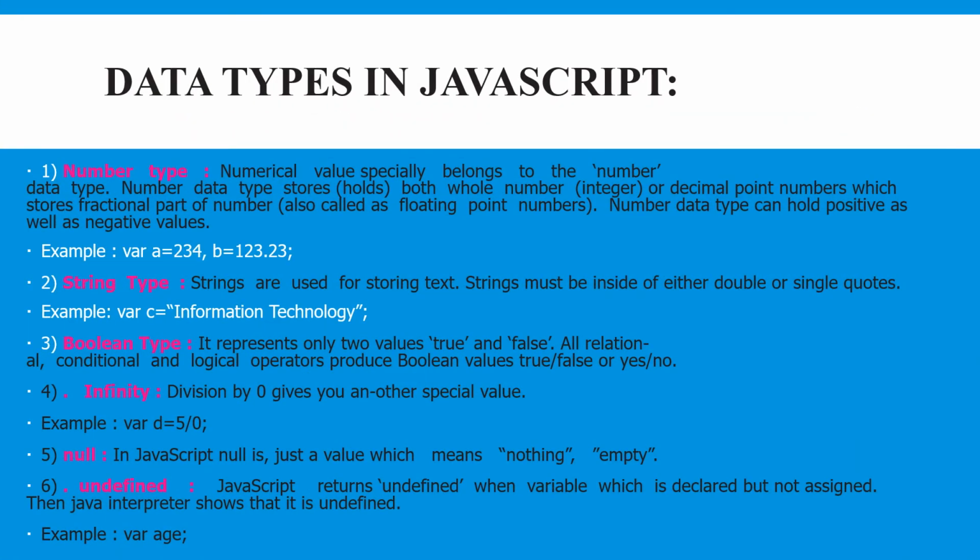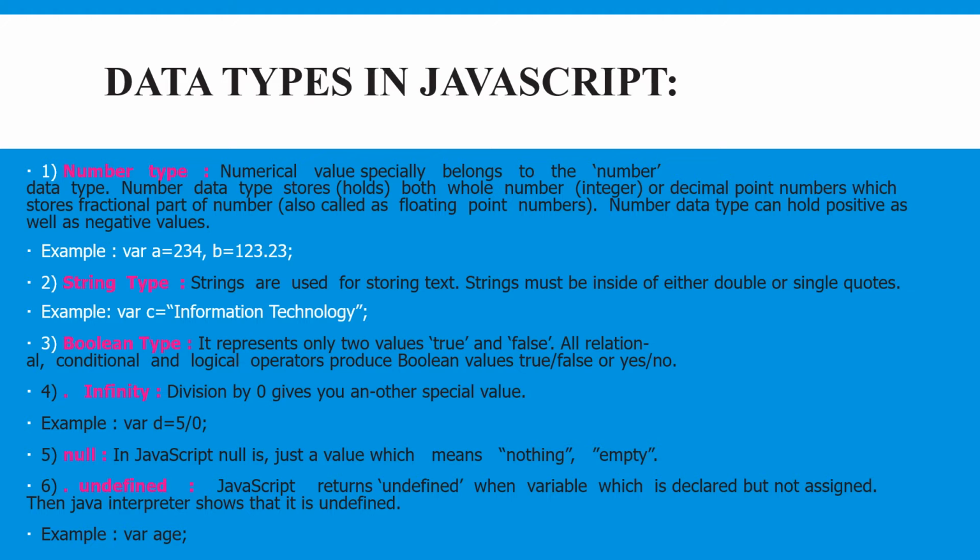Now data types in JavaScript. First one is number type. Numerical values specially belong to the number data type. The number data type stores both whole numbers and decimal point numbers, which store the fractional part of the number. The number data type can hold positive as well as negative numbers.